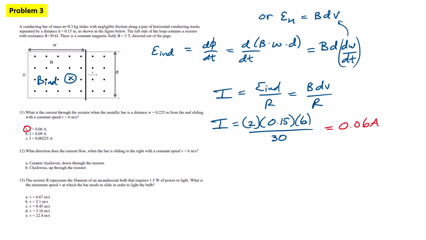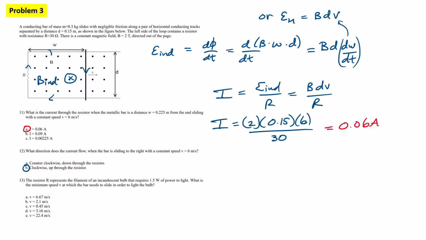And the way that you get an induced magnetic field that is going into the page, for example, again, that's using the right-hand rule. You should have a current flowing in this direction here. That corresponds to the clockwise direction, up through the resistor. B is the correct answer for this one.